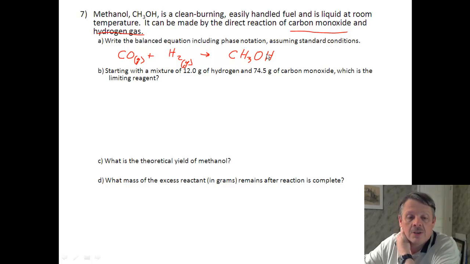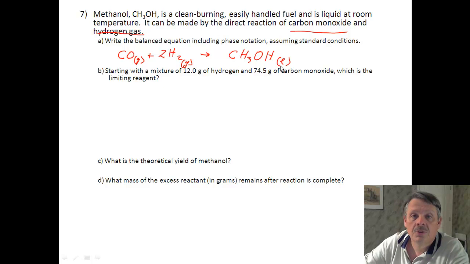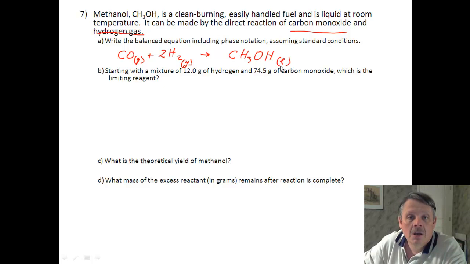Right, so as we try and do this, we say, well, I have one carbon on both sides, and I've got one oxygen on both sides. I've got 4 hydrogens on the right and only 2 on the left. So I fix that by putting a 2 in front of the hydrogens. Right? Oh, by the way, we were told that methanol is a liquid. Okay? All right, so now we want to do B.